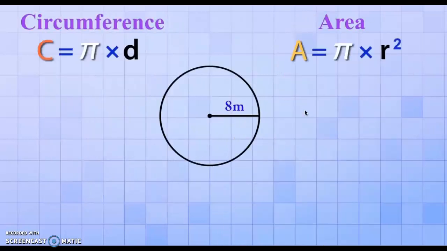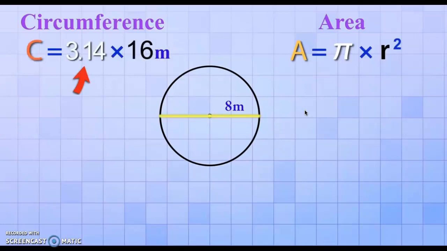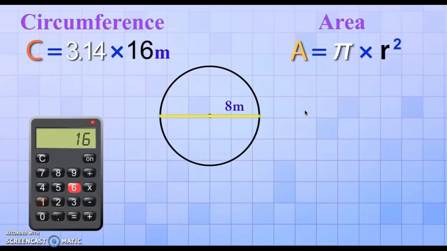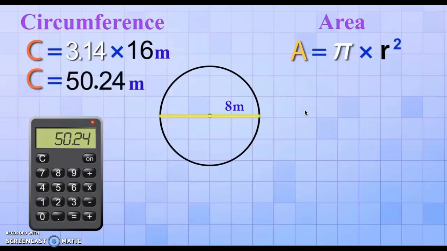First, we use our formula for circumference. Circumference equals pi times diameter. To get the diameter, we take the radius and we double it. That is, we multiply it by 2. 2 times 8 equals 16. So the diameter is 16 meters. Then, we multiply that by pi to get the circumference. Since this is decimal multiplication, I'm going to use a calculator. 16 times 3.14 equals 50.24. So that means that the circumference of this circle is 50.24 meters.